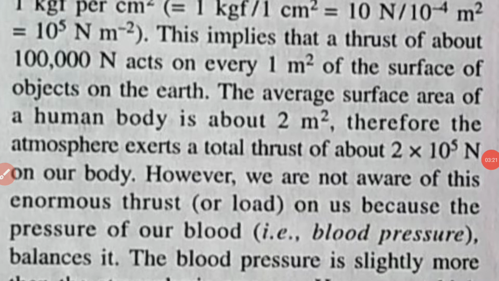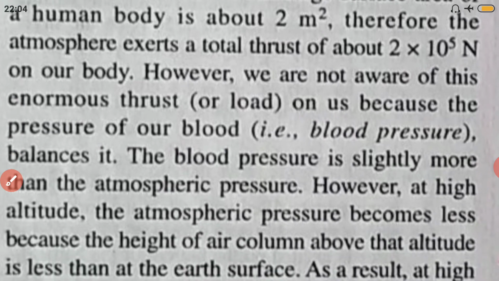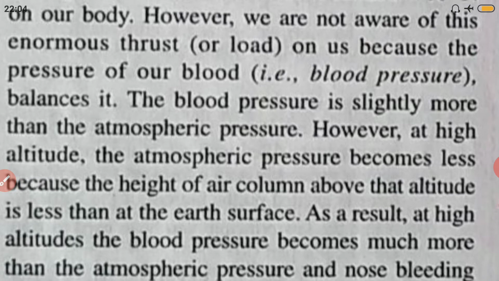The average surface area of a human body is about 2 meters square. Therefore, the atmosphere exerts a total thrust of about 2 into 10 to the power 5 Newton, which is nearly equal to the weight of 2 elephants on our body. So that means we should be crushed. However, we are not aware of this amount of thrust or pressure on us, because the pressure of our blood, that is known as blood pressure, balances it. The blood pressure is slightly more than the atmospheric pressure. However, at high altitudes the story becomes different. Let us try to understand till here first, then we shall go to this particular statement.